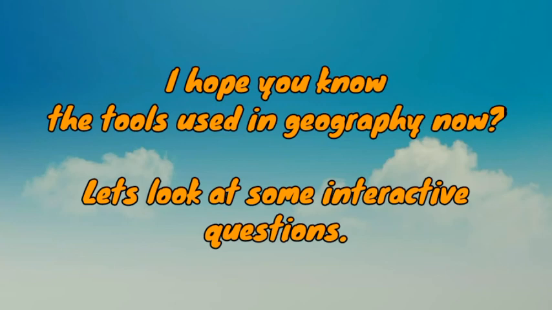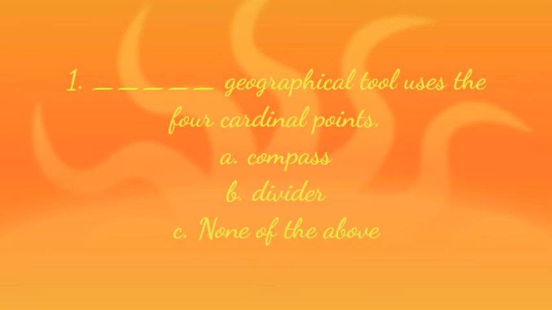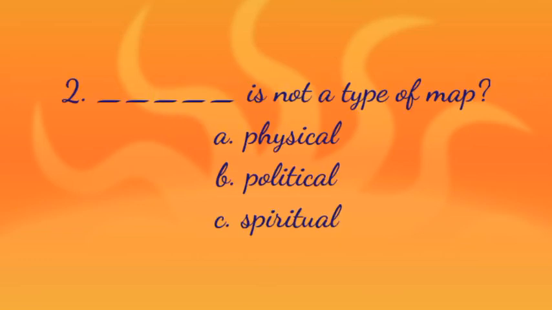Okay, let's look at some interactive questions before we say bye for today. The first one says dash geographical tool uses the four cardinal points. A. Compass. B. Divider. C. None of the above. The right option is A. Compass is a geographical tool that uses the four cardinal points. Then 2. Dash is not the type of map. A. Physical. B. Political. C. Spiritual. The right option here is C. Spiritual.